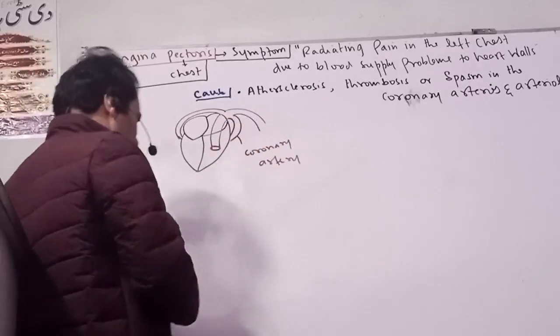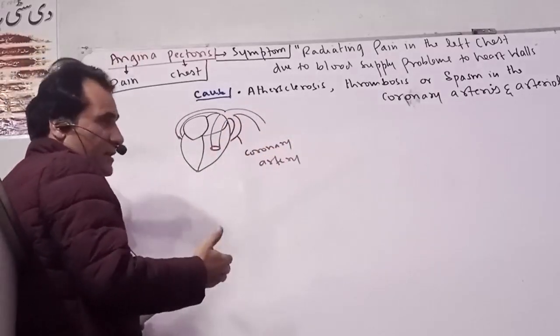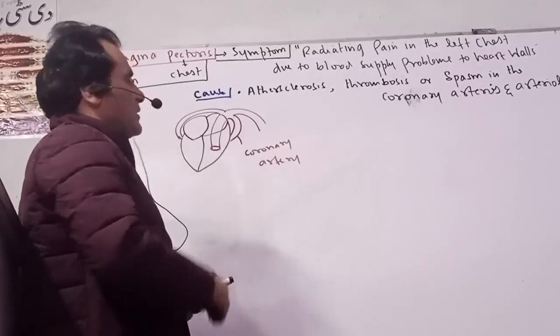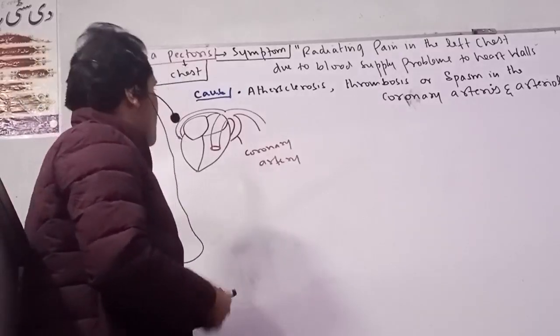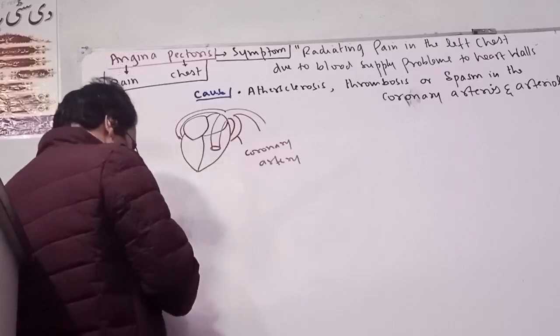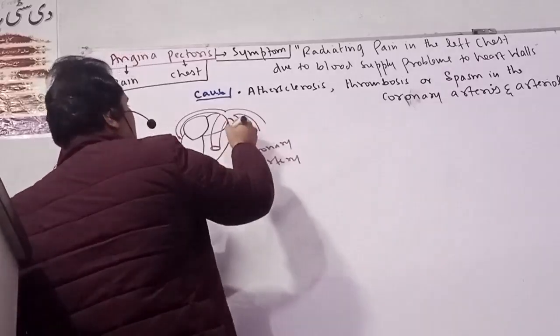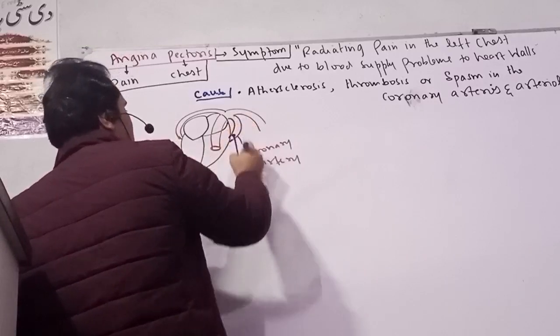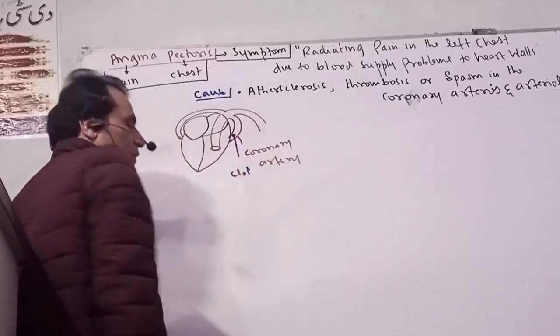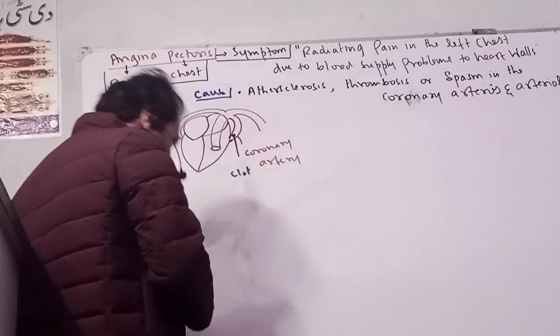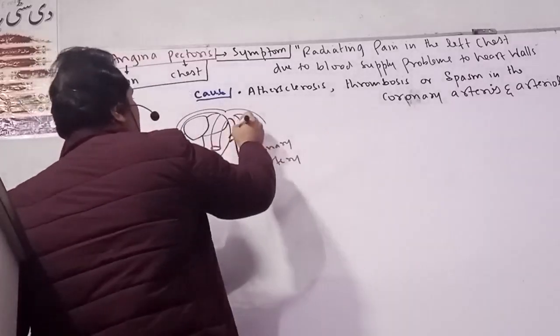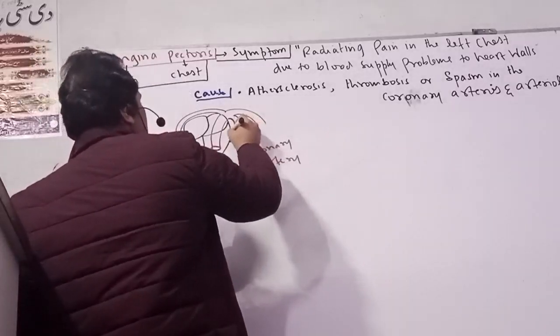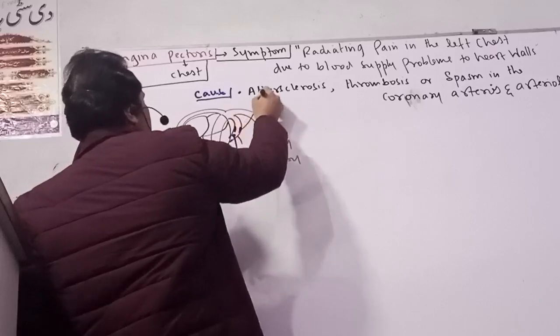No blood supply problem, or when there is a blood supply problem, the brain gets a signal that there is a problem in the heart. Number one, a clot in the coronary artery, thrombosis, or a problem in the artery wall, atherosclerosis.